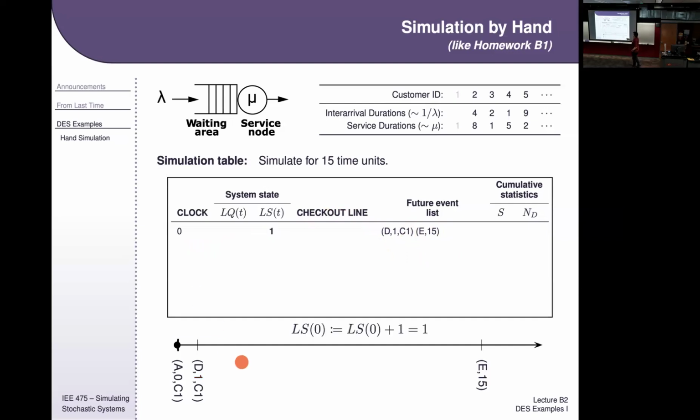After that, we increase this state variable from 0 to 1. That's the number that are in the server. And then we put customer 1 in this state variable, the checkout line, which shows all of the customers in the system. And then we schedule the next arrival. So we can look up here at this table and we say there's 4 minutes in between customer 1 and customer 2. So we're going to add 4 to the current time, which is 0, generate an arrival record, A4 of customer 2, and then that will go there in our future event list.